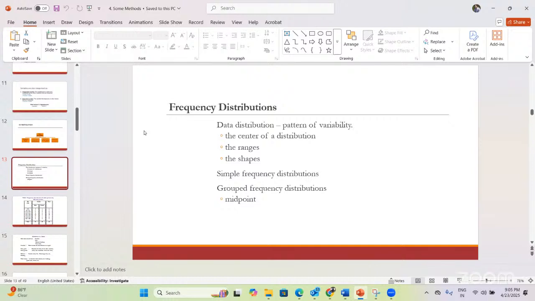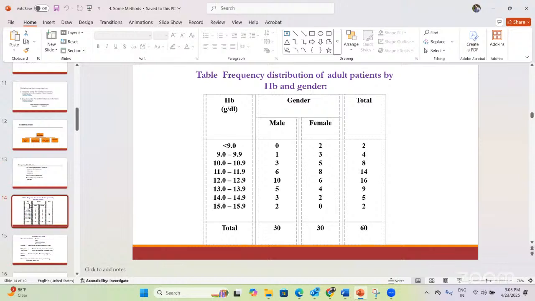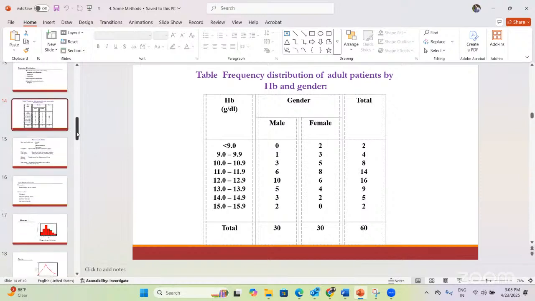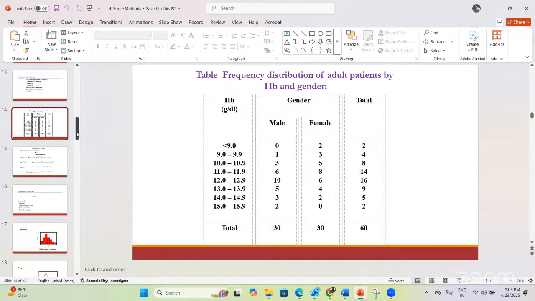Next, that is the frequency distribution of adult patients by hemoglobin and gender. So you can see gender-wise also given. This is the kind of frequency table.